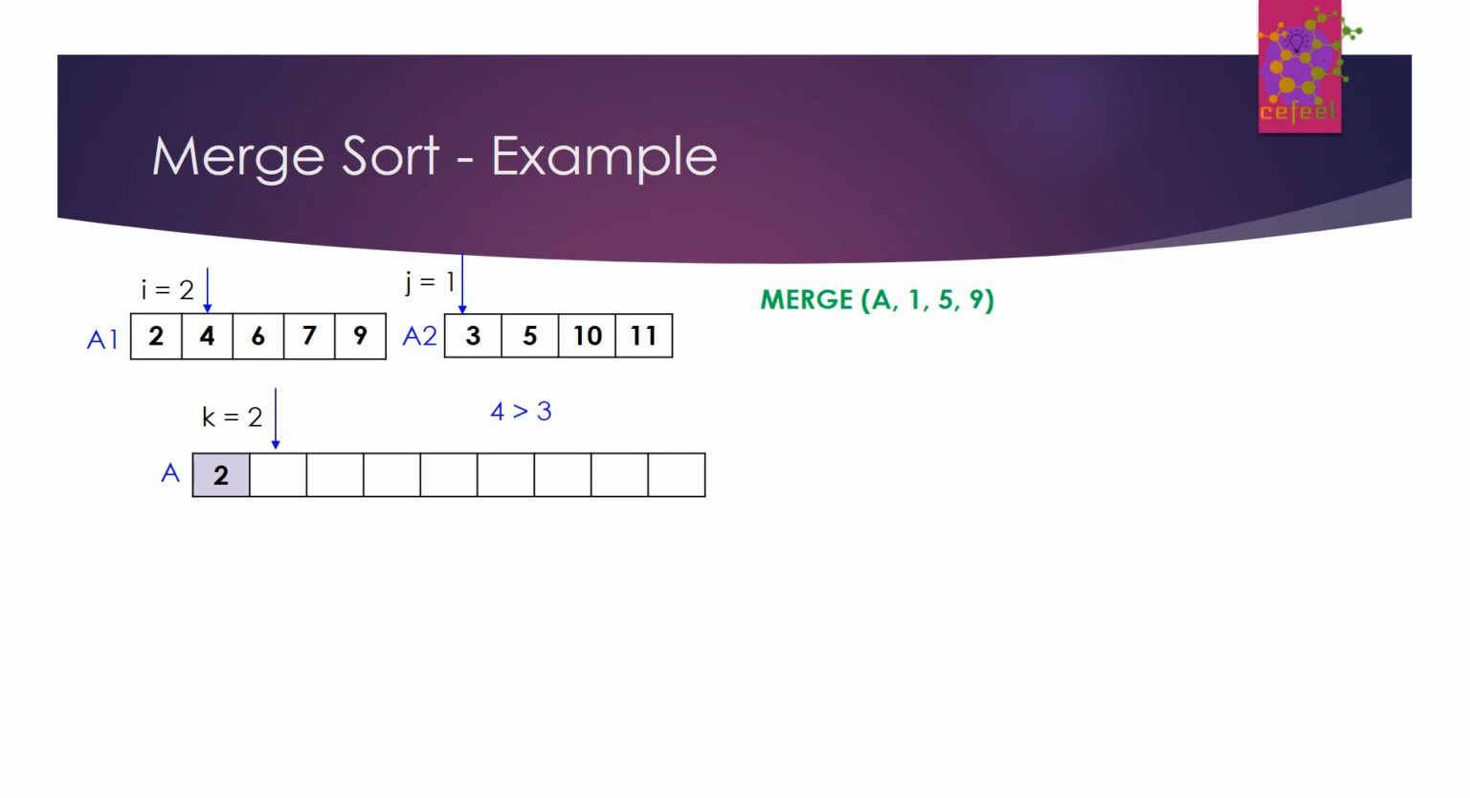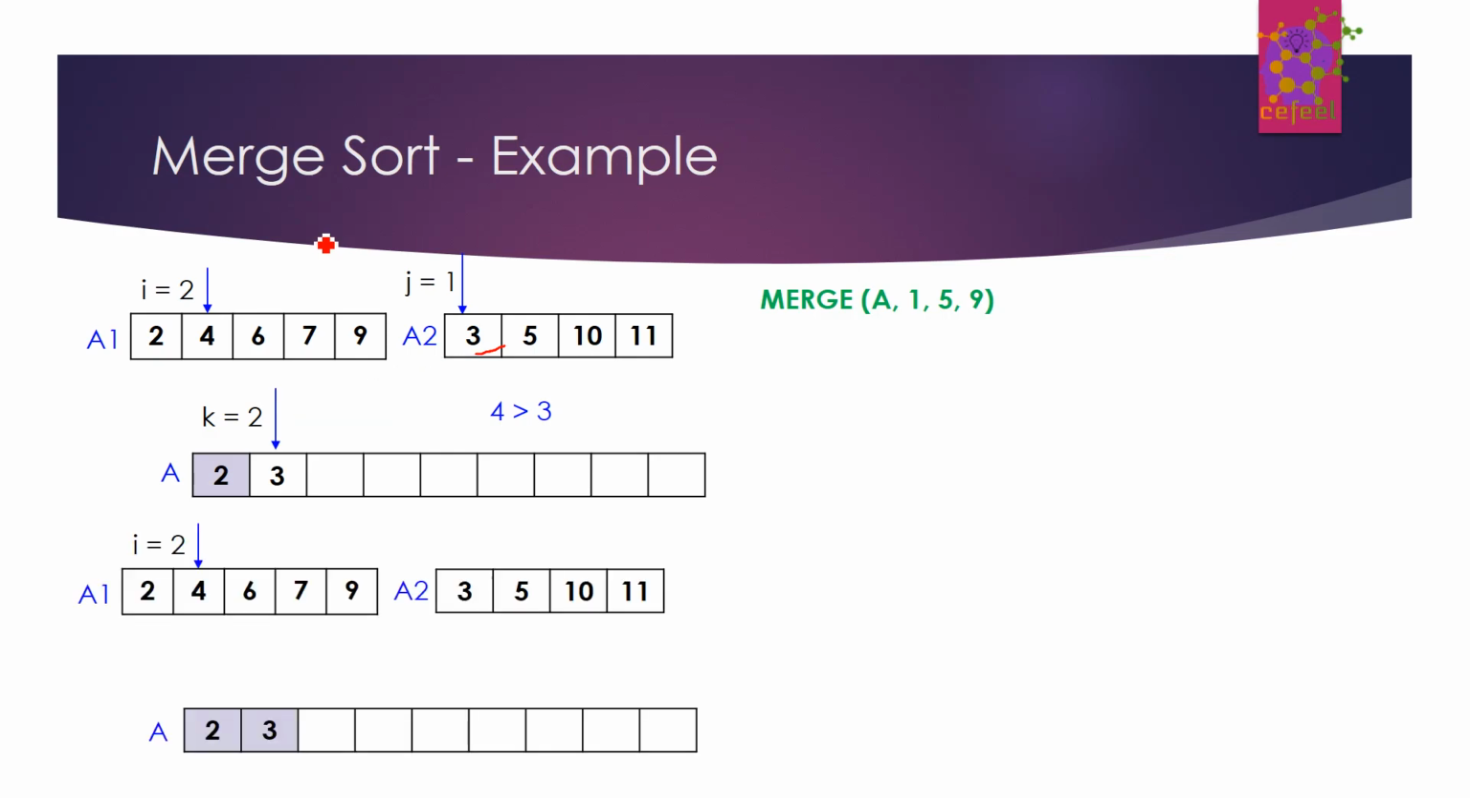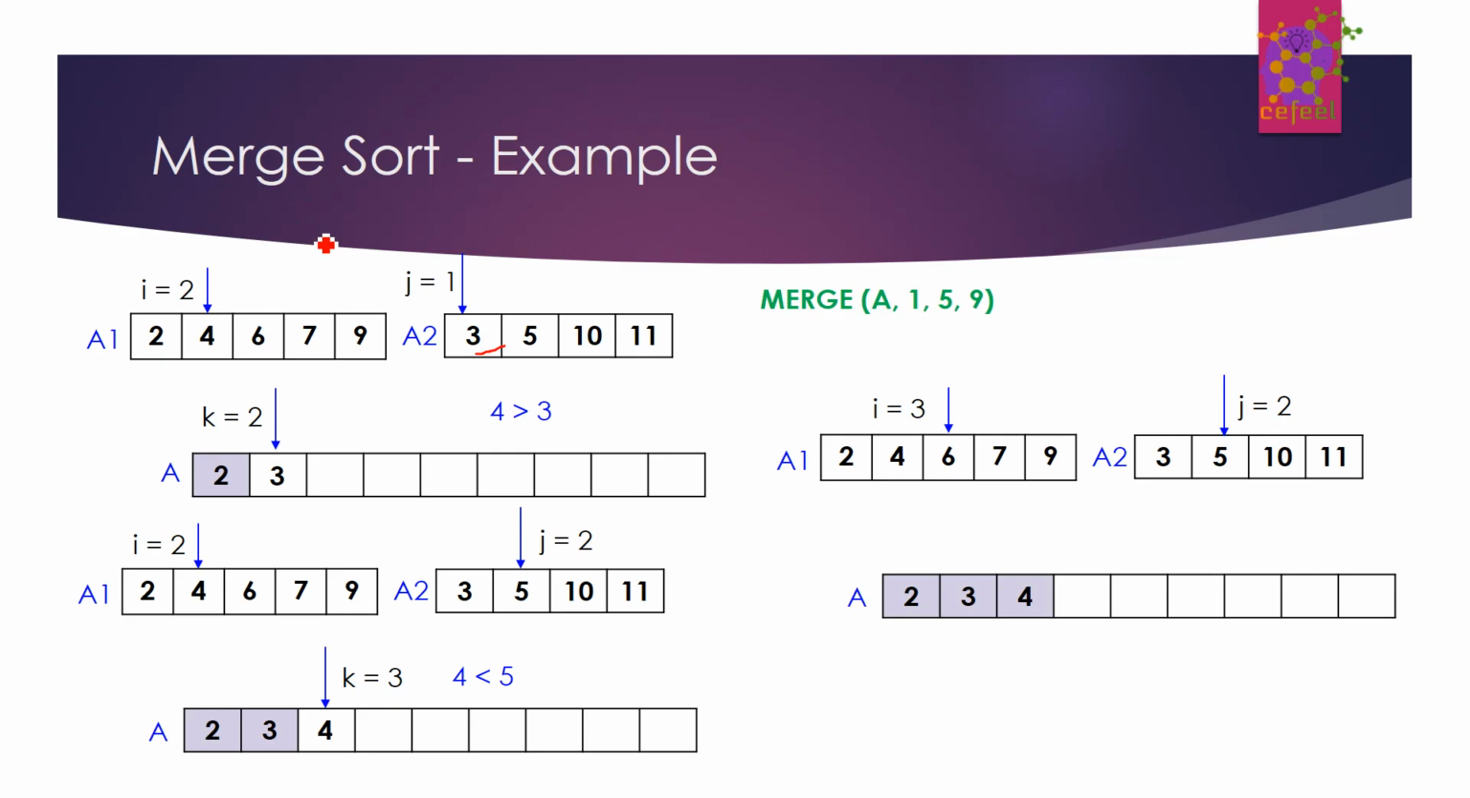The next step is to compare 4 and 3, and 4 is greater than 3, hence 3 will be copied, which means the element from A2 needs to be copied, and 3 gets copied to the array, and J now increments to 2, K now increments to 3, and we'll again compare the heads of both the arrays, 4 and 5. This time 4 is lesser, so we'll copy the element from A1, 4, and we will then move ahead with I equals 3 and K equals 4. Now if we compare, we will see that 5 is less than 6, which means we need to copy the element from the A2 array.